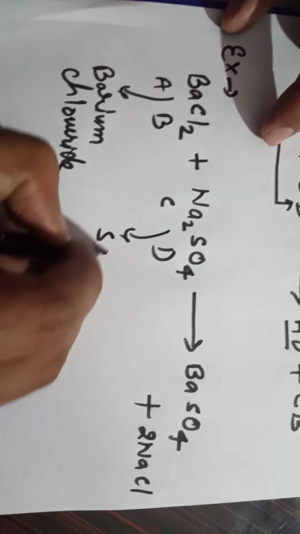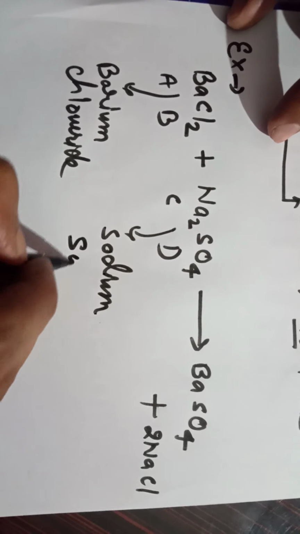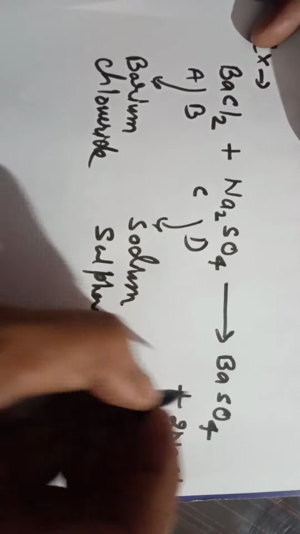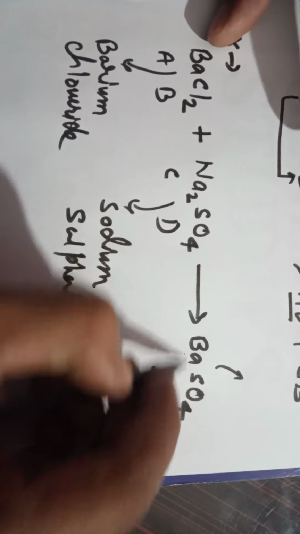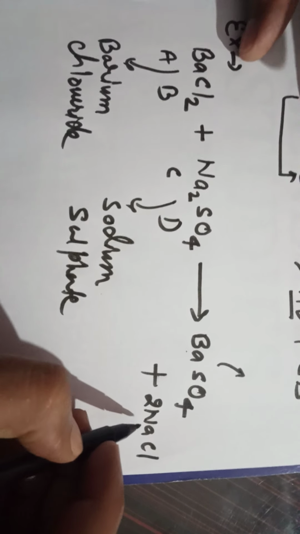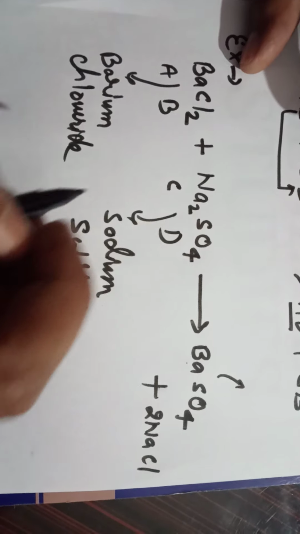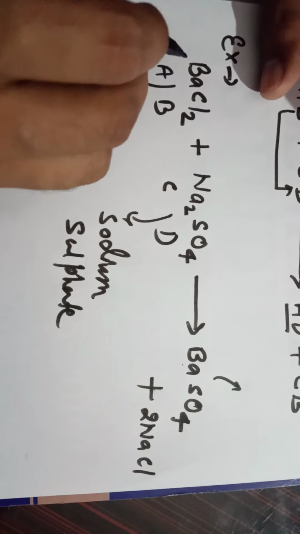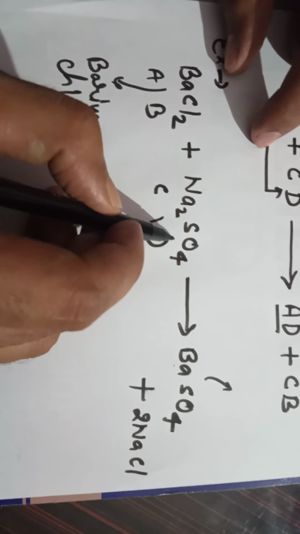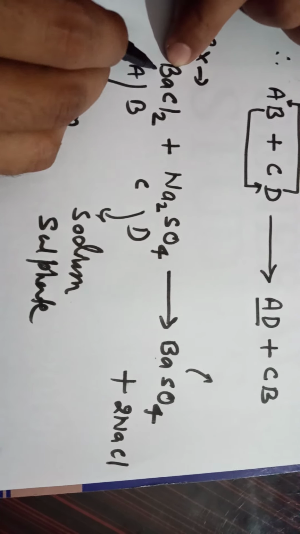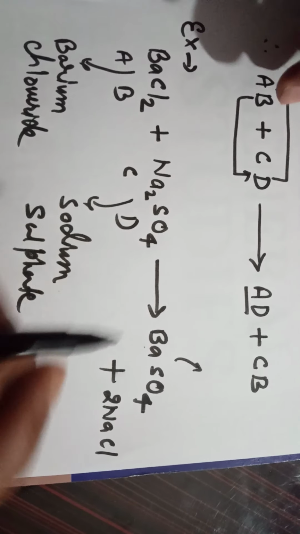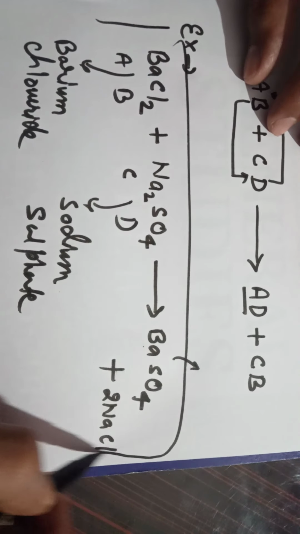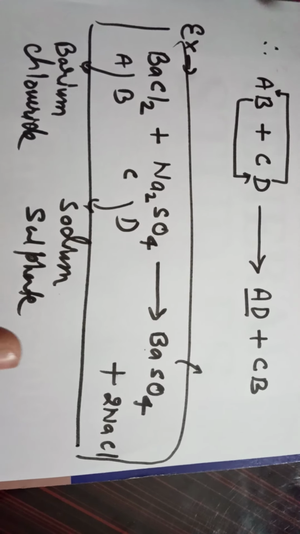So this is barium chloride, this is sodium sulfate, and this is barium sulfate. This is, no doubt, sodium chloride. So this is a double displacement reaction, because there is an exchange of ions: the sulfate ion is coming with barium and the chloride ion is going with the sodium ion. That's why we can give this reaction as a particular example of a double displacement reaction.